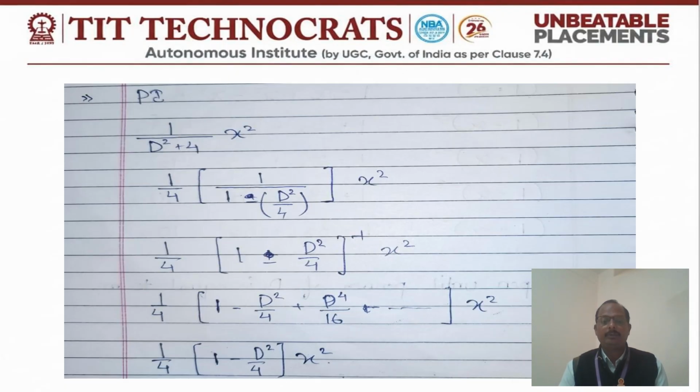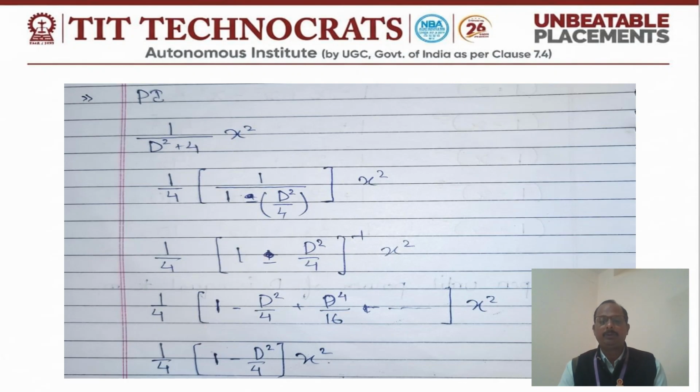Then by making binomial expansion, there is 1 minus d square by 4 plus d 4 by 16 and so on. So you have to keep 2 to 3 terms and then leave the rest of the terms according to the requirement of the equation. Just like here we have the part x square. So x square cannot survive after d square also. So you have to keep only 2, 3 terms.